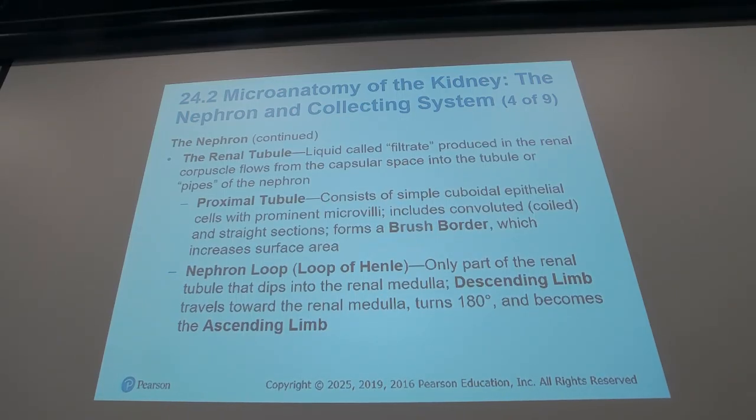And then in the proximal convoluted tubule, we have this epithelium, simple cuboidal with a lot of microvilli. Who remembers what the function of microvilli in cells is? That would be cilia, right? Cilia are a little bit longer than microvilli. Microvilli are tiny finger-like projections. They're similar to cilia, not in function, but structurally.